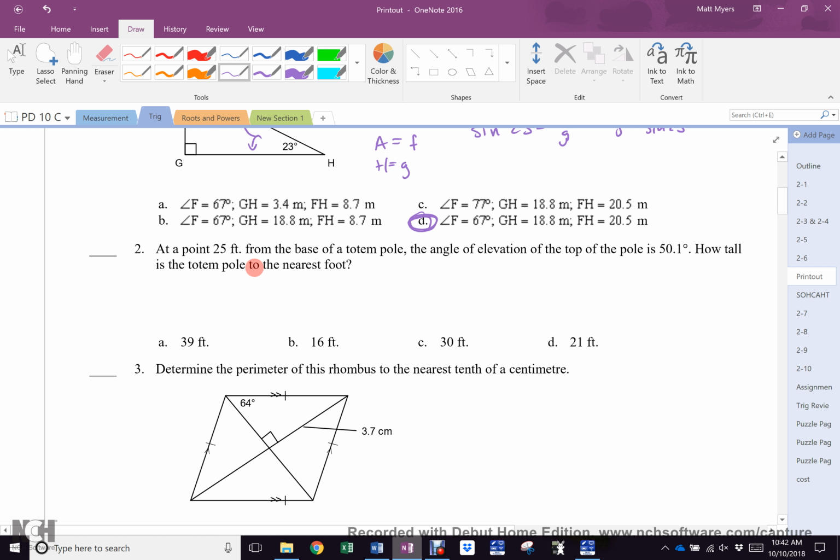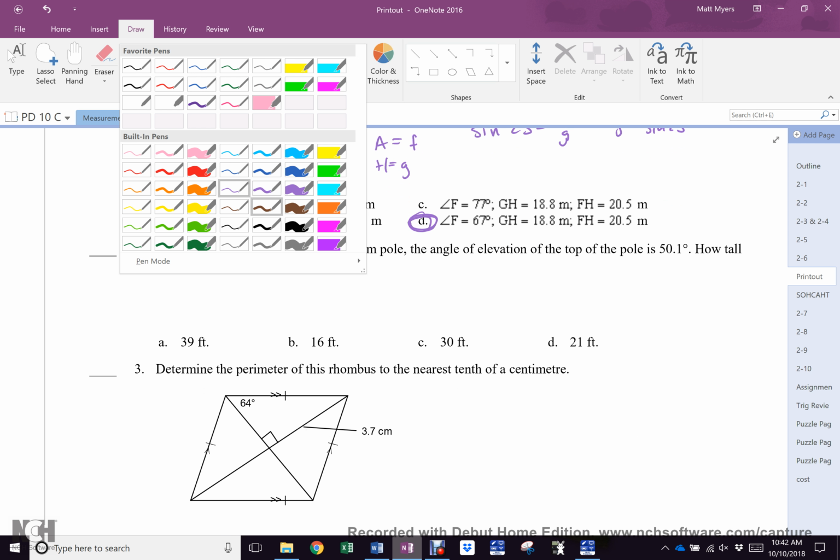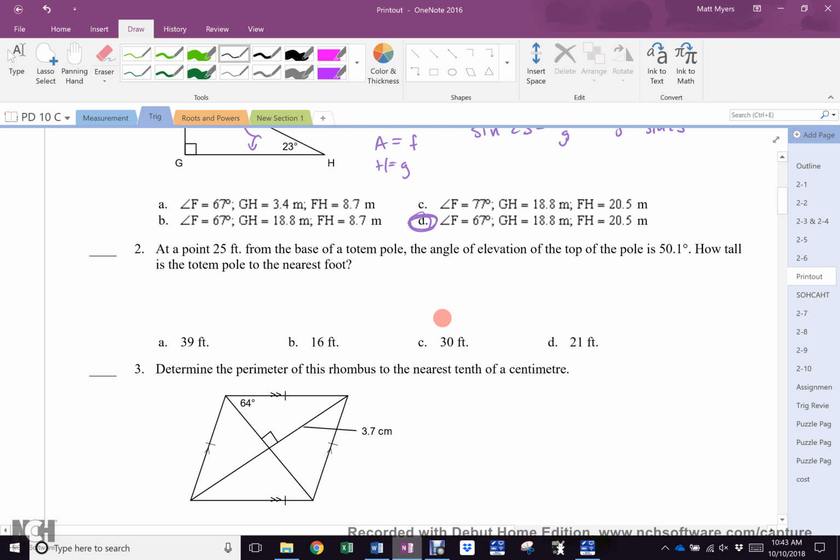Next question. At a point 25 feet from the base of a totem pole. Okay? Totem poles are planted straight in the ground and go straight up. 25 feet from the base, because the base is at the bottom, the angle of elevation, which we talked about, is right there. How tall is the totem pole?